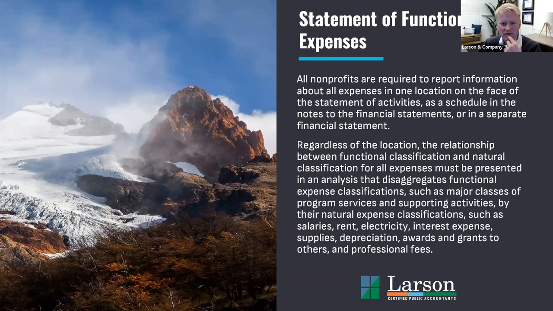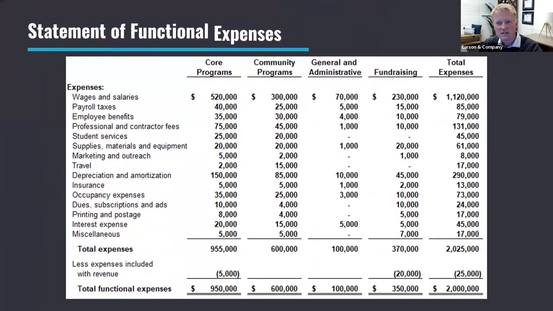I have an example of that, and it will break those out. So here's an example of the statement of functional expenses. In this case, this nonprofit has two programs, the core programs and community programs. Then there's the general and administrative and the fundraising. The totals at the bottom of each column should agree to the statement of activities. In this case, the core programs are $950,000 and the community programs are $600,000. The combination of those will be the amount presented on the statement of activities for programs.